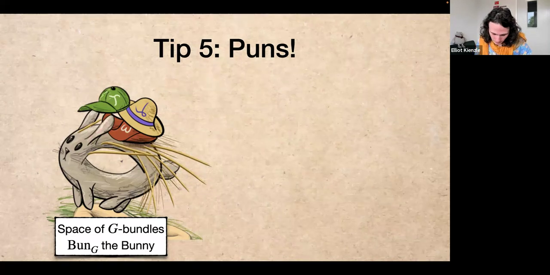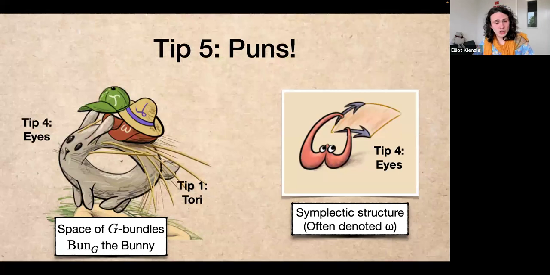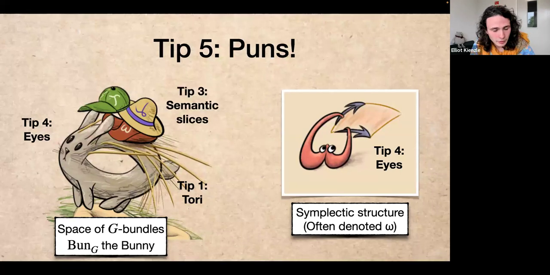And some tips here. First tip is that we add eyes to this thing, make it cute. Second tip is we draw her as a torus because in some cases she is quite literally a higher dimensional torus. And third, there's some semantic slicing going on.